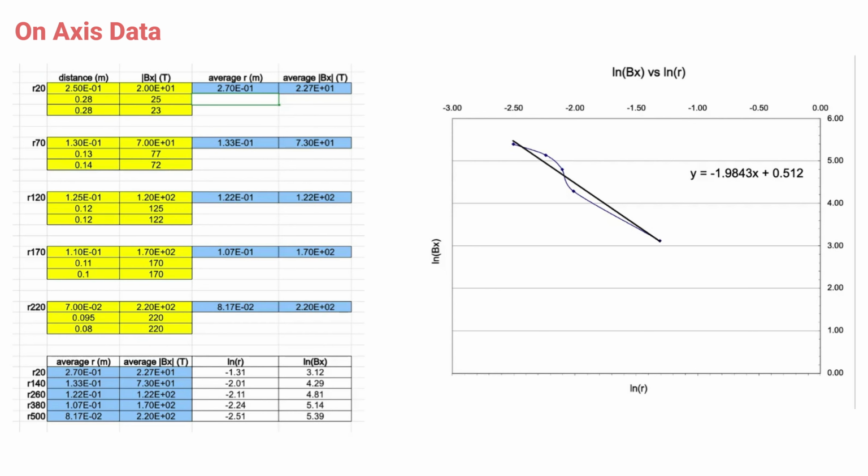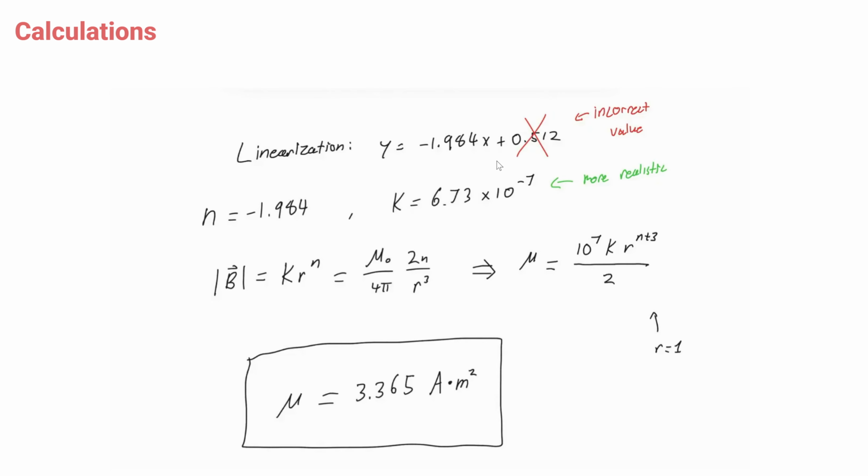And this was some on-axis data we got. That was over here in the Excel sheet, and then this is the graph we got. This is the equation we used over here. Originally when we did the calculation, the y-axis, or the B value, was messing up, so we plugged in this one to make the results more realistic. And we found the magnetic dipole moment to be 3.365. We worked around that equation and then solved for the magnetic dipole moment.